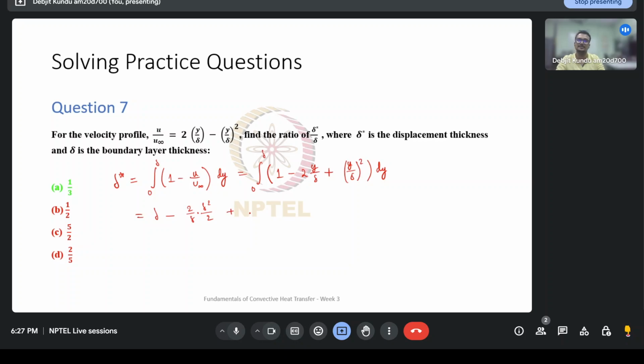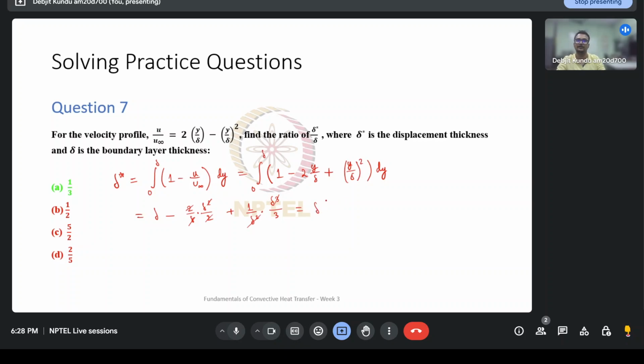And the last term, we have 1 minus delta squared outside, and y square integrated gives us y cube over 3, and from 0 to delta that would simply be delta cube over 3. Now these 2's cancel out, and this delta cancels out with 1 delta, this delta squared cancels out 2 and leaves us with delta only.